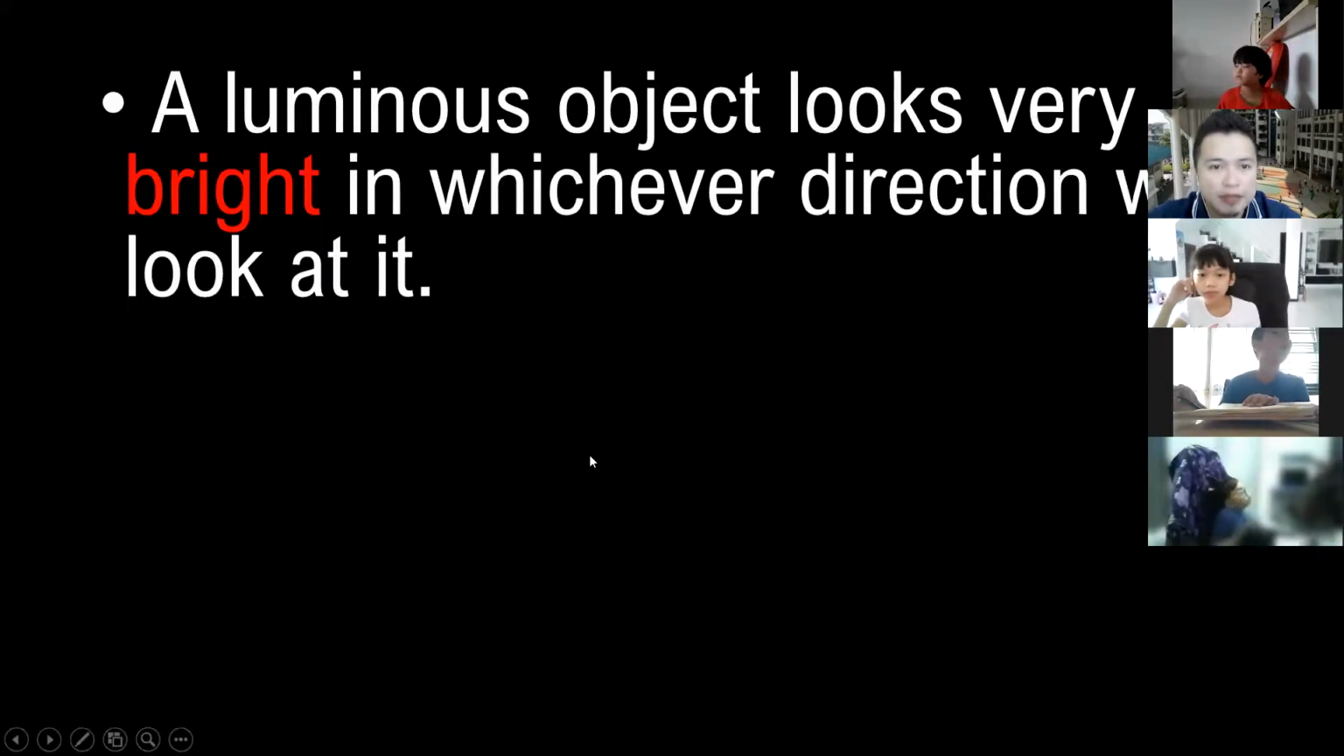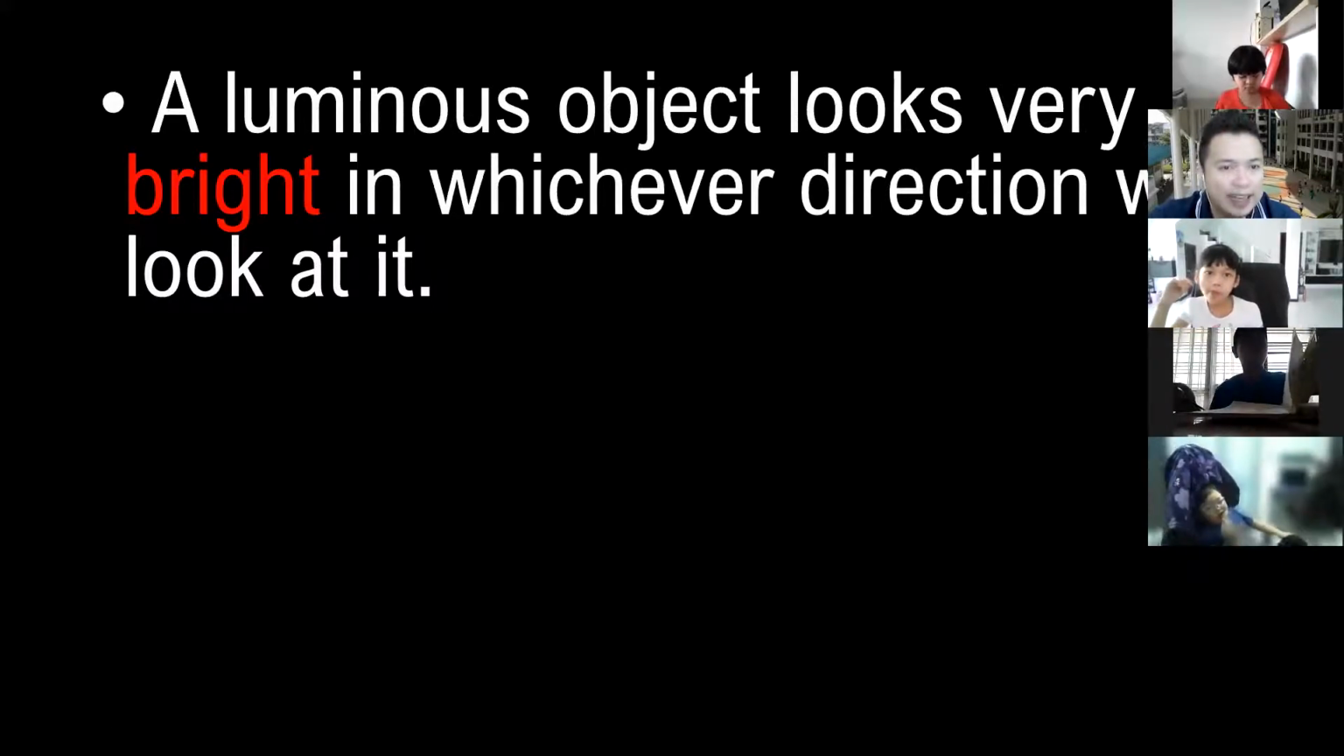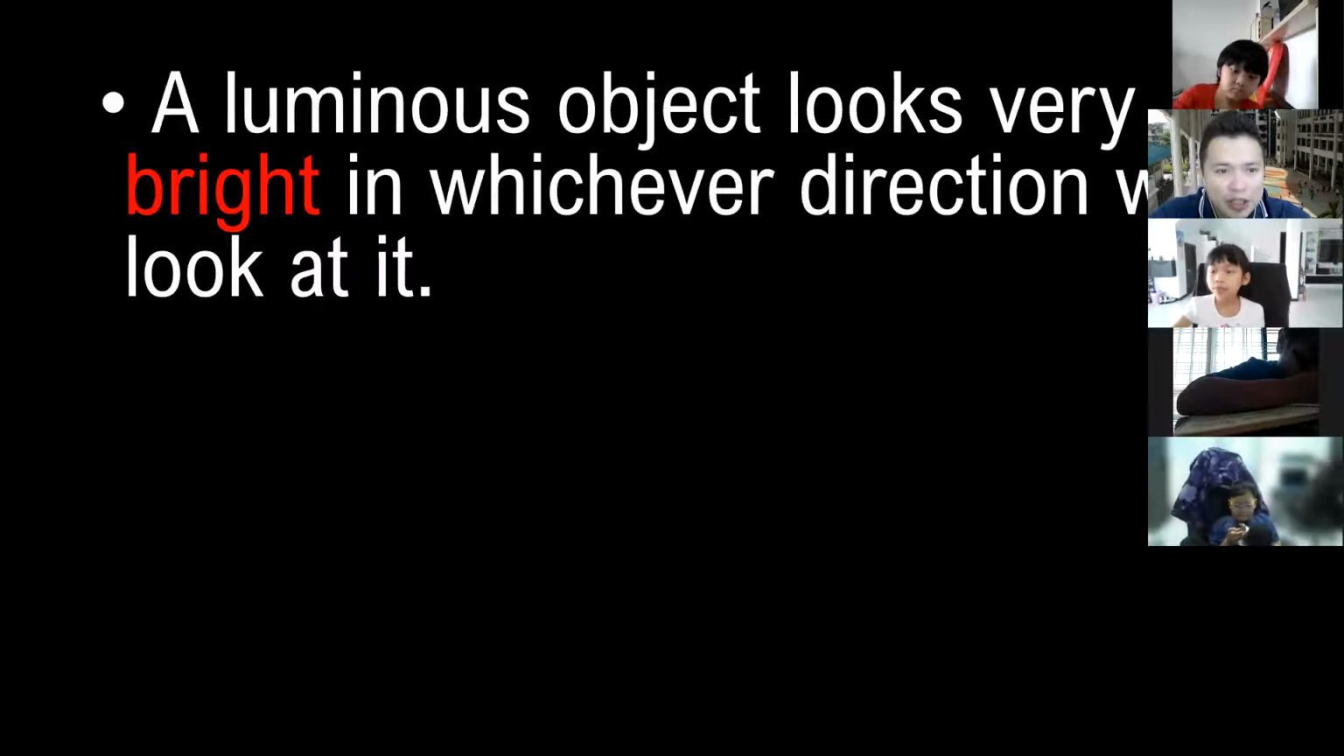Another one we have: a luminous object looks very bright in whichever direction we look at it. Luminous objects are those objects that produce light, like for example the sun, the light bulb, or anything that has light or can produce light. That is called a luminous object, very bright in whichever direction we look at it.